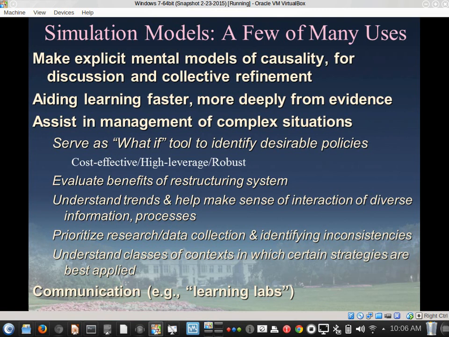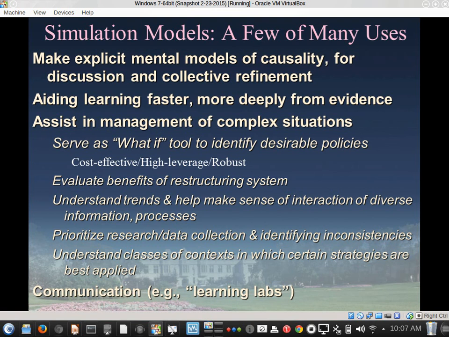Now, colleagues of mine have aspired to try to list out a comprehensive set of uses of these models. And those who have aspired have found dozens and dozens of ways that these models can be fruitfully used. Don Burke, Dean at School of Public Health at Pitt, and Josh Epstein at Hopkins are two folks that have cobbled together dozens of uses of models. But some of the most important I put here. Making explicit our mental model so we can discuss it and collectively refine it, to aid learning so that we can learn more quickly from the evidence.